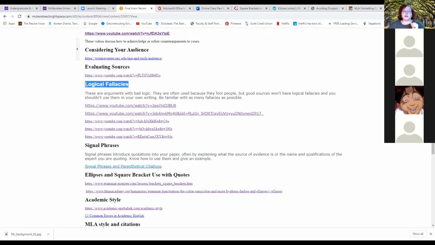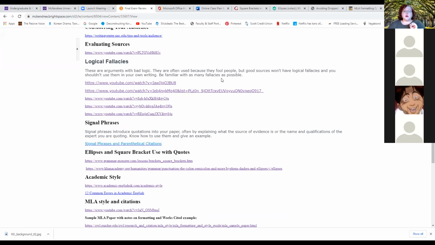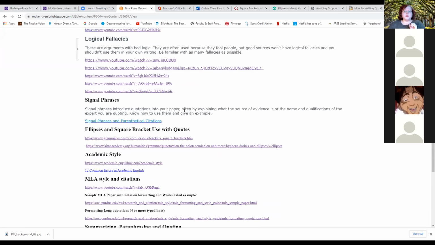Logical fallacies we've been talking about. So you're going to need to be able to tell me about several logical fallacies. These are the bad arguments that fall apart if you look at their logic. So you don't want to use these, and you don't want people tricking you with them. So you want to be familiar with them. We're going to talk about a few more today that are popular.